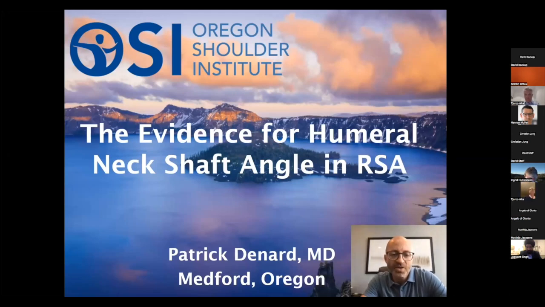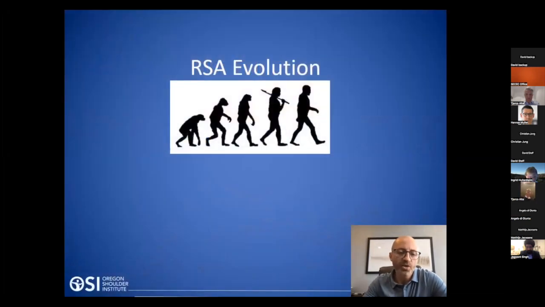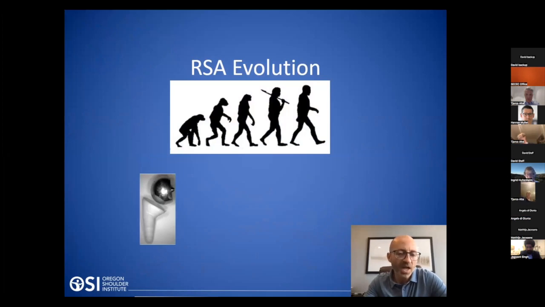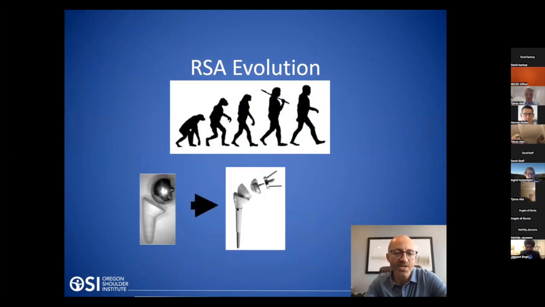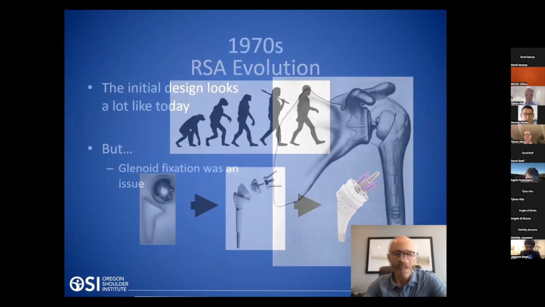I have the opportunity to talk about the evidence for humeral neck shaft angle in RSA. As you all know, there's been an evolution in reverse shoulder arthroplasty over the last several decades. Robust fixation of the glenoid, and now increasingly we're seeing a convergence of 135 lateralized designs. And I'm going to go over the evidence of why this has occurred over time.